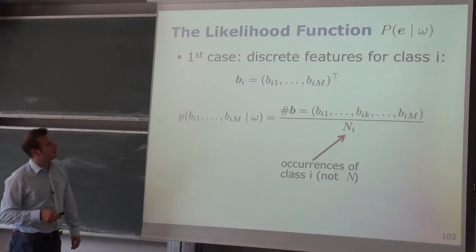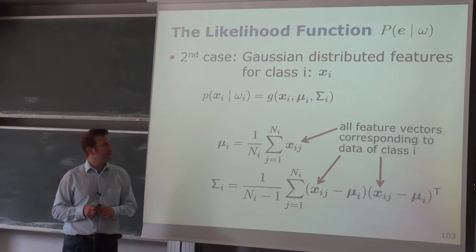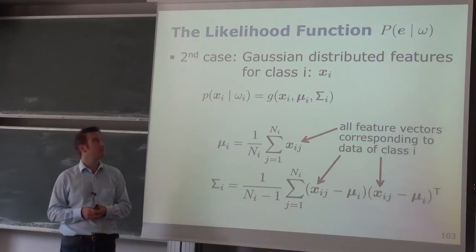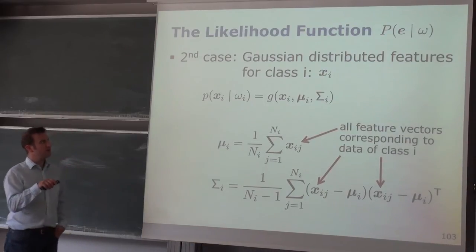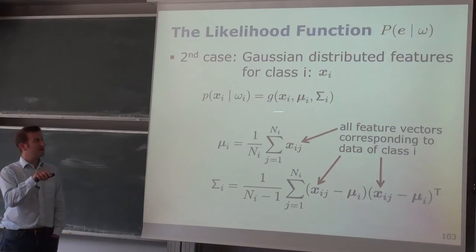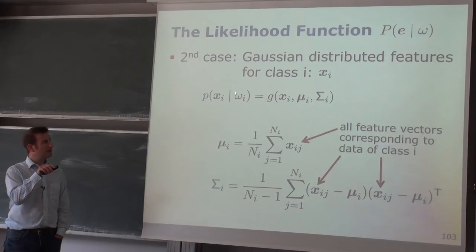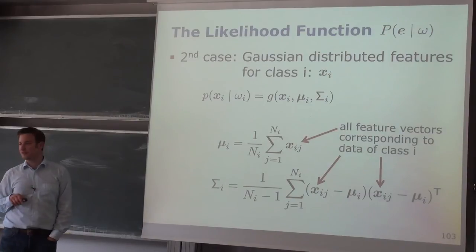Okay, let's skip over that to the case where you have a Gaussian distribution. So if you have a Gaussian distribution, you said this probability distribution, the occurrence of my feature given the class, is a Gaussian distribution. That's what we said.